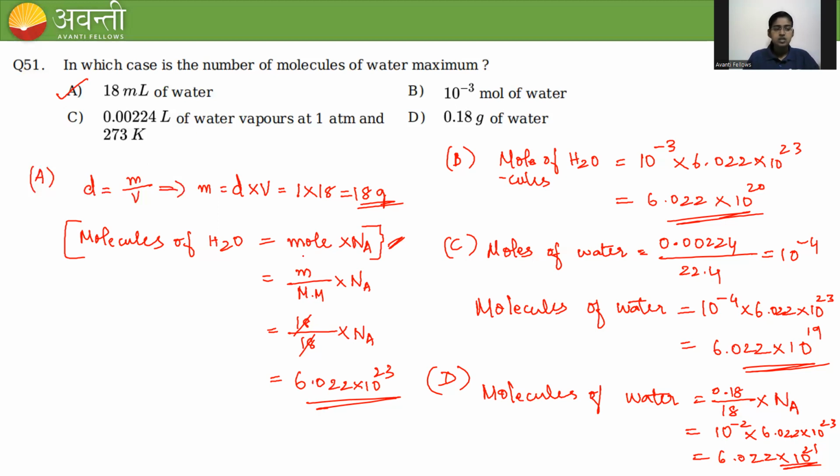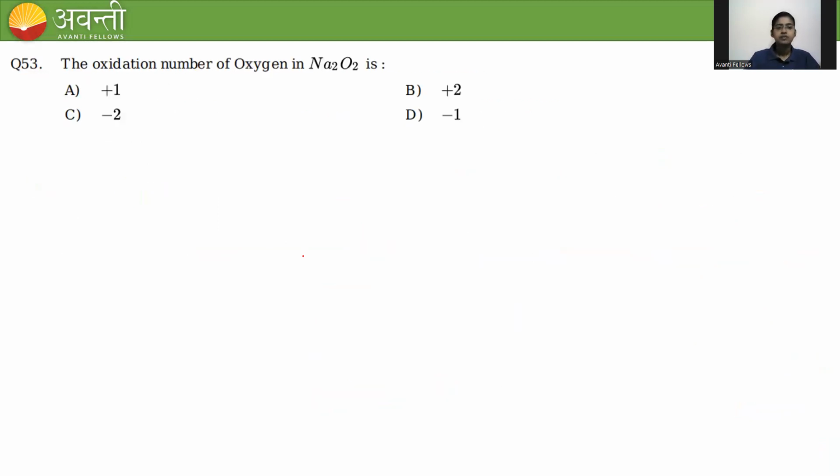Okay. Coming to the next question, the oxidation number of oxygen in Na2O2 is. Let me draw the structure. We can draw the structure of Na2O2 like this. Sodium is electropositive, so it gains plus 1 charge. Oxygen is electronegative, so it gains the electron, giving minus 1. And with respect to this bond, it is 0 because both the atoms are the same.